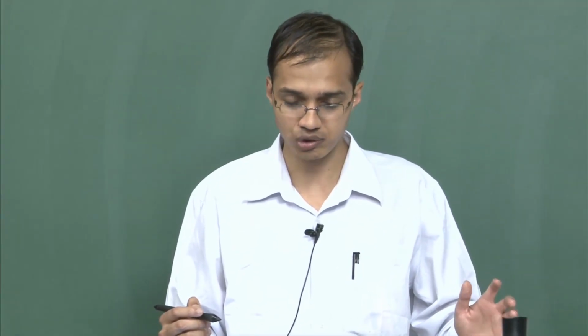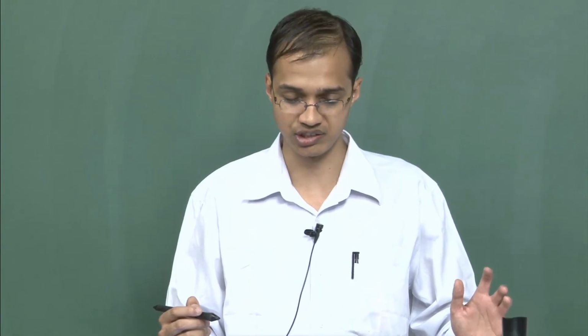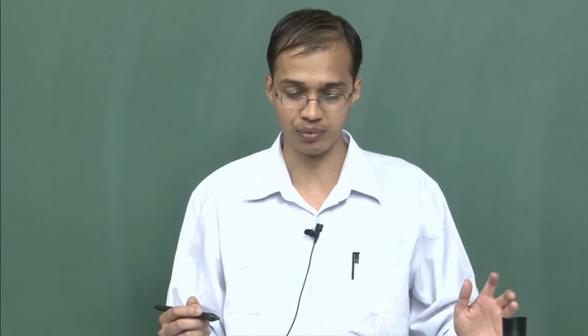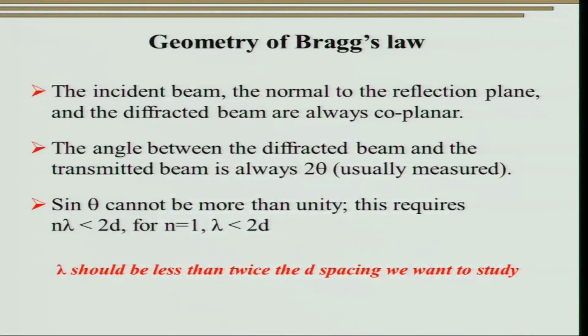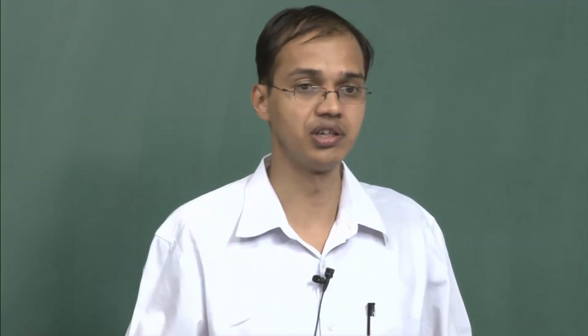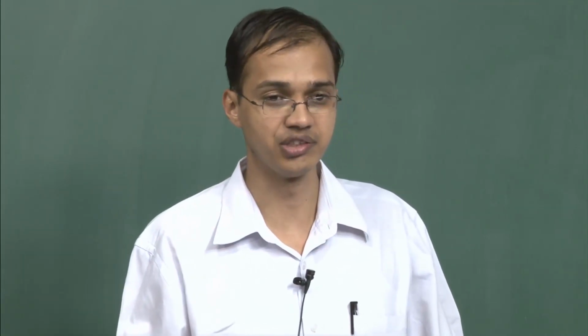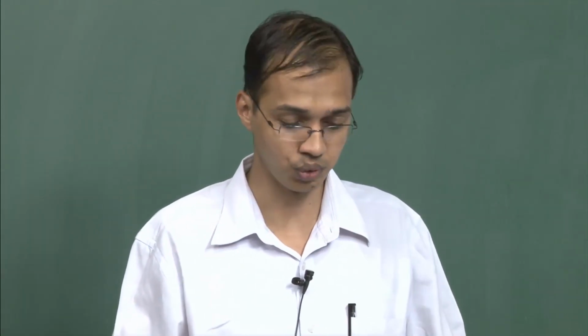We know the most important thing that is essential for Bragg's condition to be followed is that the incident beam, the normal of the reflection plane, as well as the diffracted beam have to be coplanar. The angle between the diffracted beam and the transmitted beam is always 2 theta, and this is what we measure. If you recollect, a normal X-ray diffraction pattern essentially comprises I versus 2 theta.